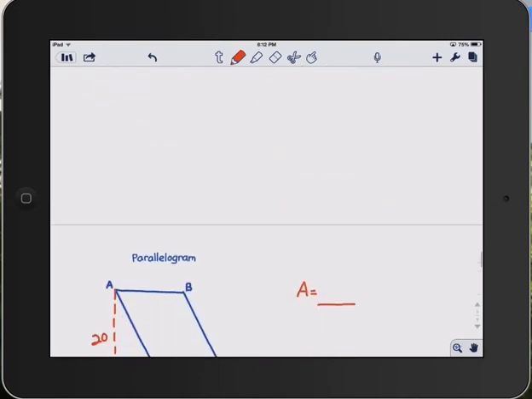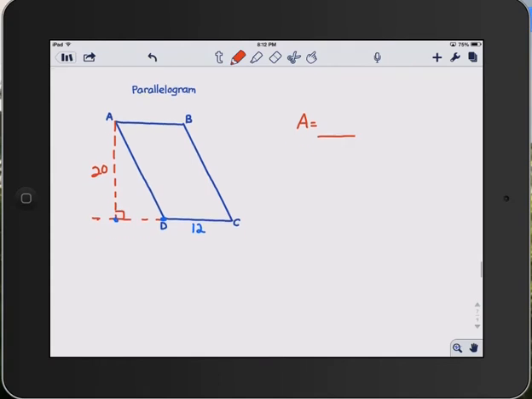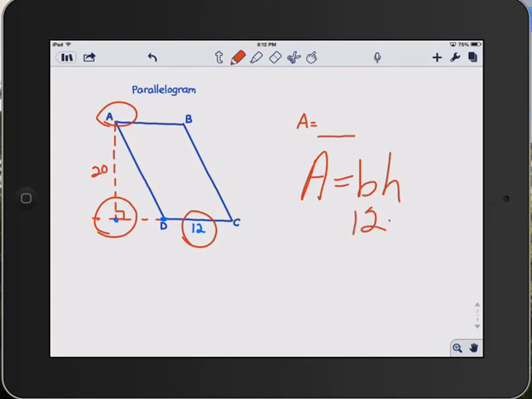Another problem. Sometimes the height is drawn from a point on one side perpendicular to the opposite side, but in this case it's perpendicular to the line containing the opposite side, being segment DC, which is going to be the base. So therefore the formula area equals base times height. The base is equal to 12. The height is the 20, even though it's not inside the parallelogram. So 12 times 20, 240 is the area of that parallelogram.